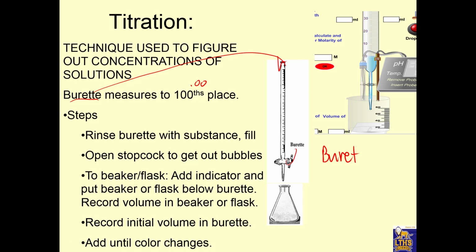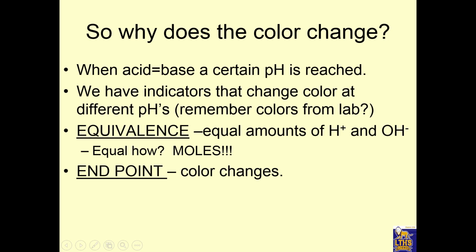You open this to let the air bubbles out, not into here, but you drain it a little bit. And then in this beaker or flask, you add an indicator and a different solution. You record the volume of the amount you put in here, record the volume of the amount you start with in here, and then you add some of this to here until this changes color. So why does the color change? Well, we put the indicator in there, and it's reached a certain pH when the color changes.